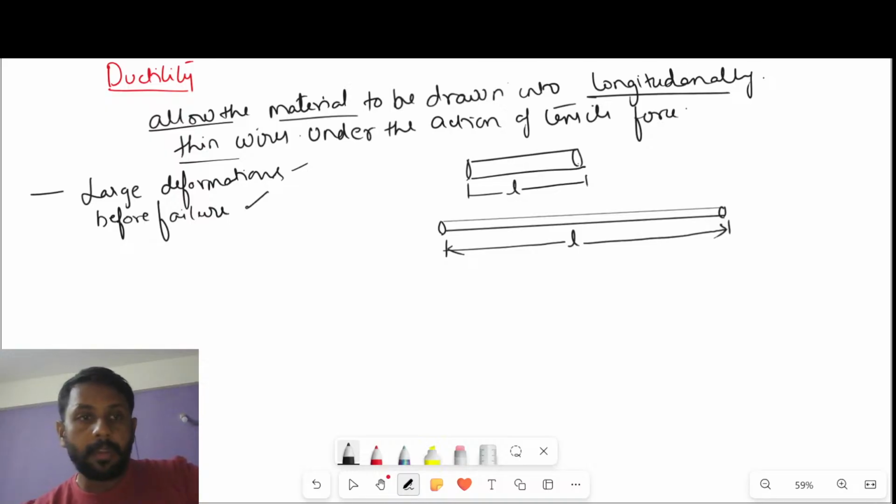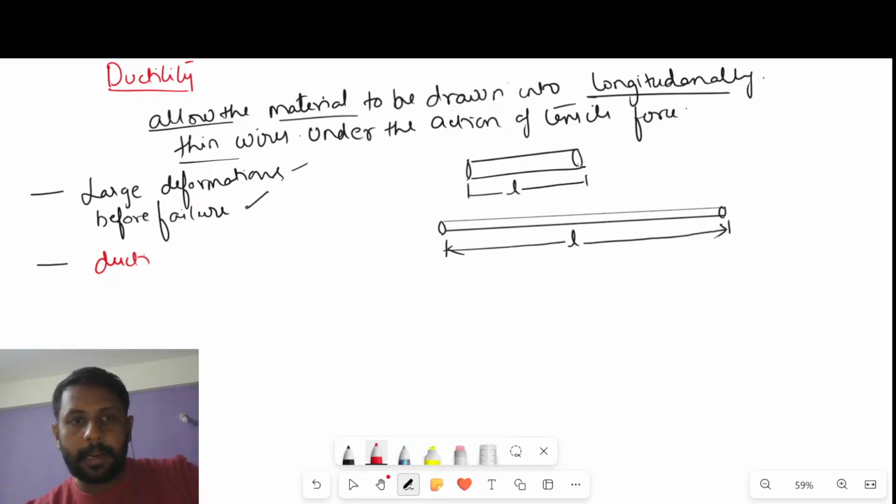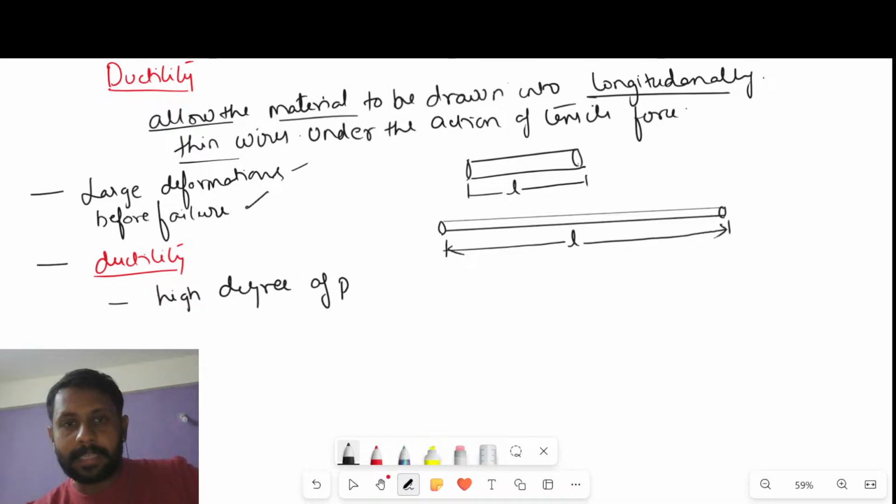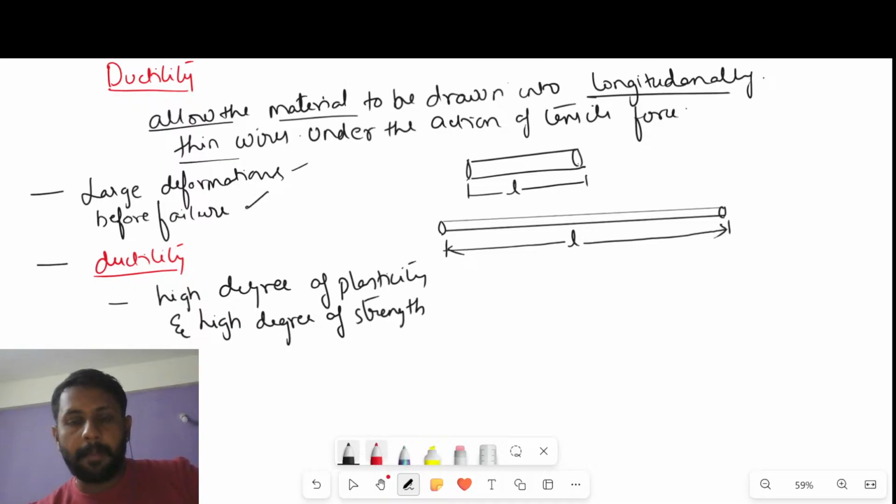Okay. So for a material to be ductile, it is compulsory that the material should have a high degree of plasticity and a high degree of strength. Only if these two characteristics are compulsorily present will that material be ductile.